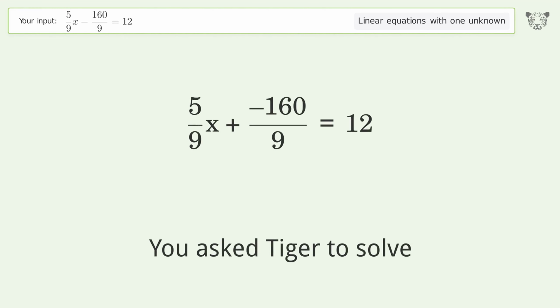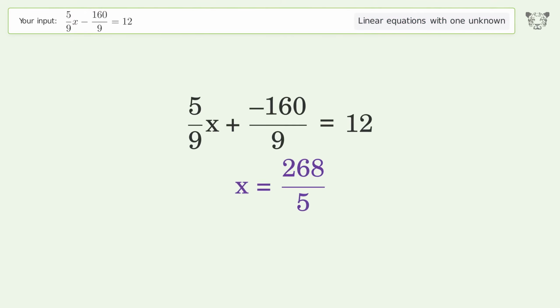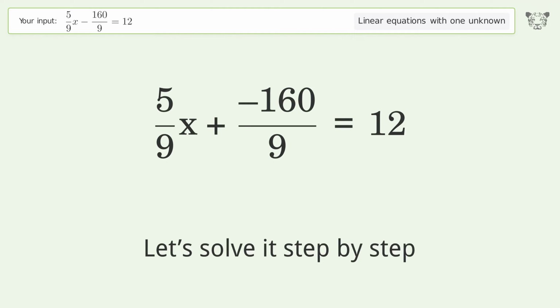You ask Tiger to solve. This deals with linear equations with one unknown. The final result is x equals 268/5. Let's solve it step by step.